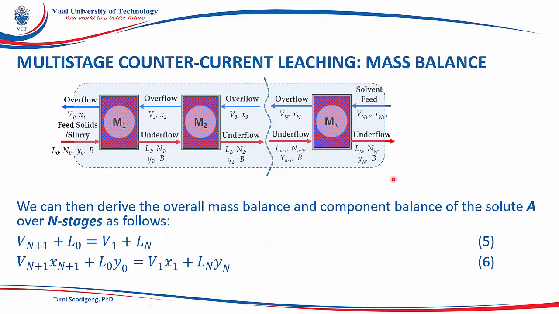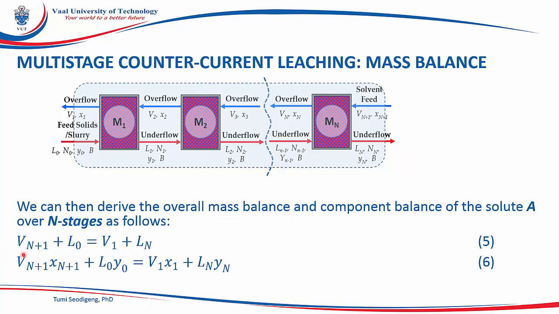The first thing that we will do is draw the system boundary, and then we will do our mass balance around that system boundary. If we look at the system boundary, we have the overflow coming out, the solid feed coming in, the solvent coming in, and the underflow coming out.